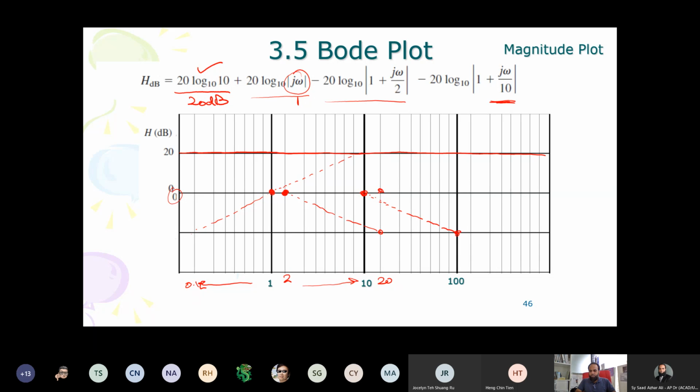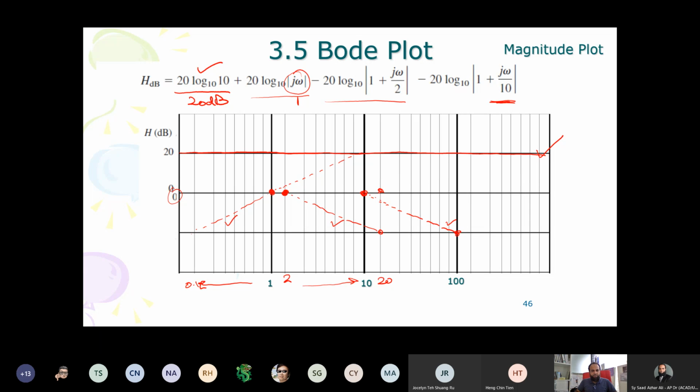All right. So we have everything done. This is for the constant term. This one is for the simple 0 at origin. This one is basically the simple pole at 2, and this one is a simple pole at 10. Okay, now what we have to do is just add them up.